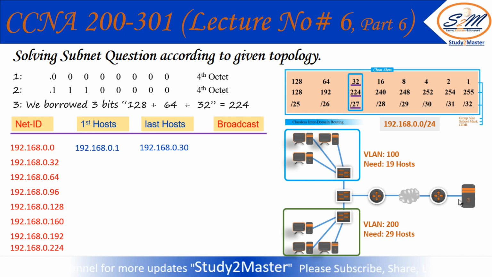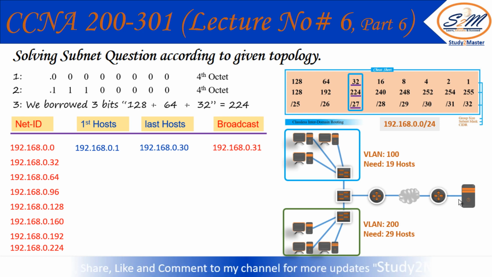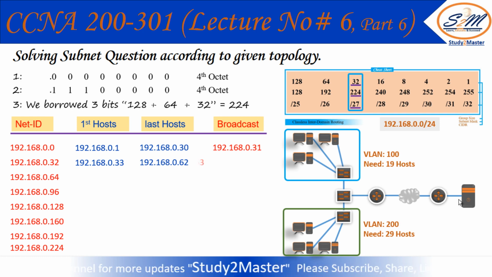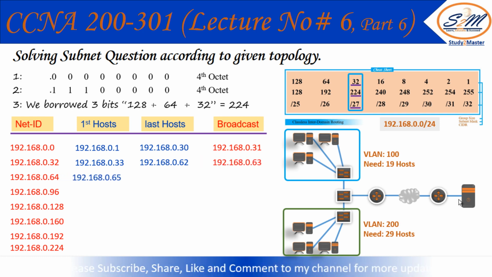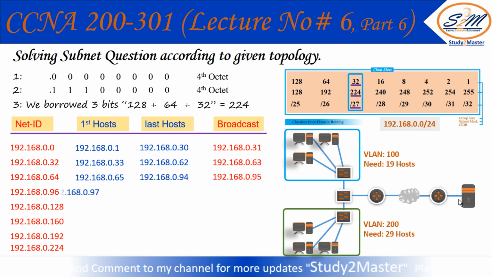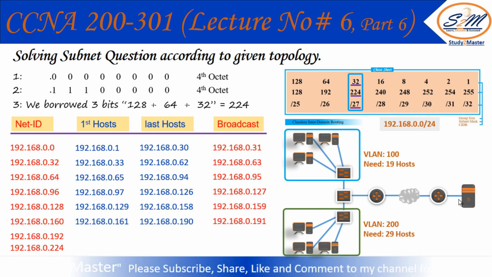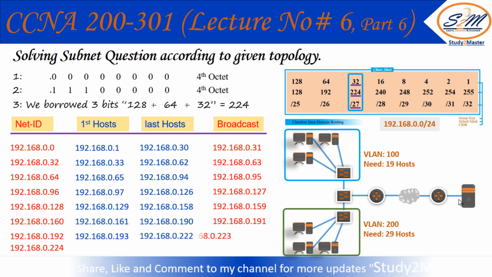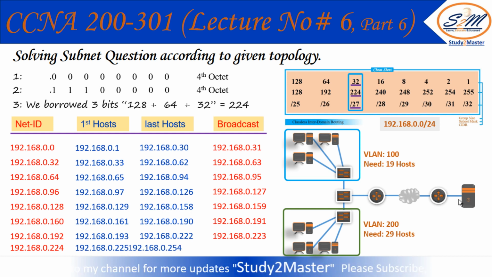192.168.0.32. Minus 2 is 192.168.0.30. It is the last usable address. The broadcast IP address is 1 less than the next network, 192.168.0.31. It is the broadcast IP address. It's the same procedure for the next networks and so on. So here we define 8 networks with their usable addresses and broadcast addresses.